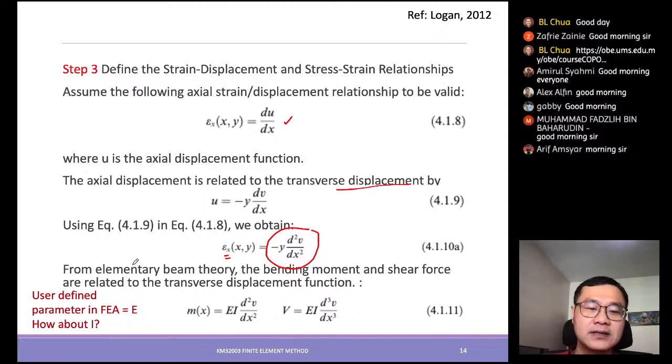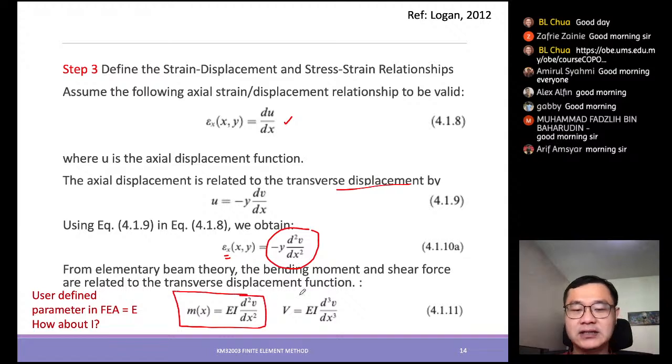Then from the beam theory that we have seen previously, remember I said this is the important relationship that we will use. We derived this from the previous beam theory, where you use this relationship to relate the moment with the strain, or maybe the displacement itself, by multiplying it with E and I.